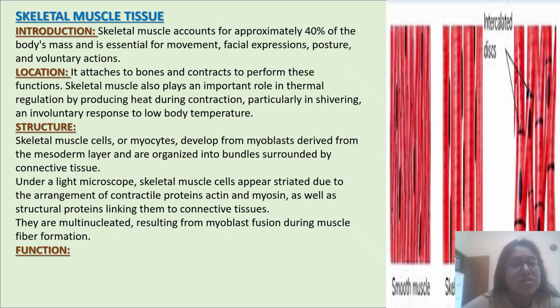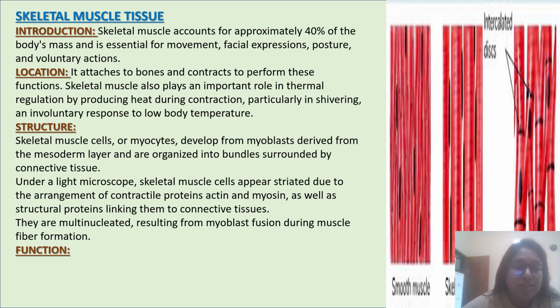So, skeletal muscular tissue accounts for approximately 40% of the body's mass and is essential for movement, facial expression, posture and voluntary actions. Location. It attaches to bone and contracts to perform this function. Skeletal muscle also plays an important role in thermal regulation by producing heat during contraction, particularly in shivering, an involuntary response to low body temperature.